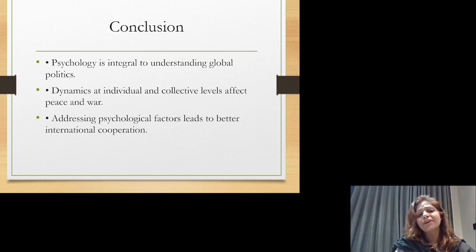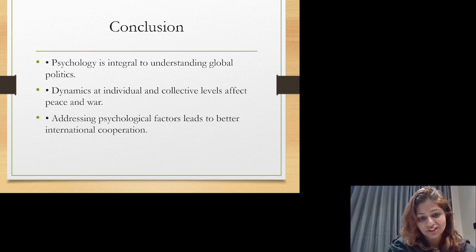So, to conclude, psychology is integral to understanding global politics. Dynamics at individual and collective levels affect peace and war. Addressing psychological factors leads to better international cooperation.